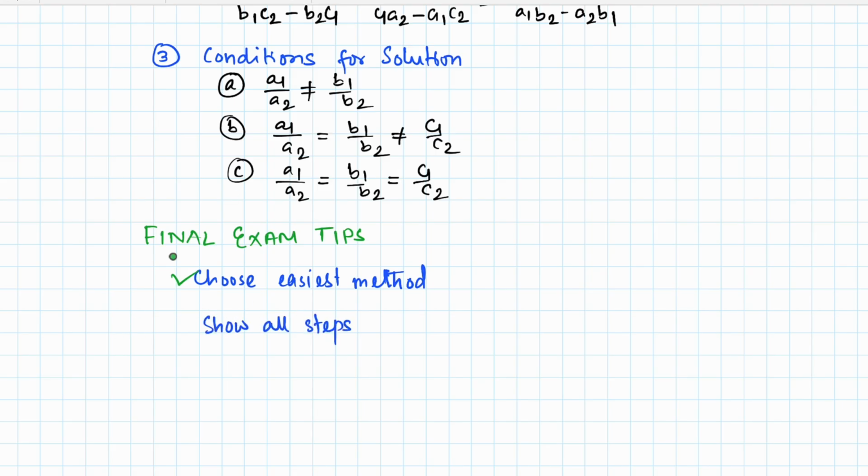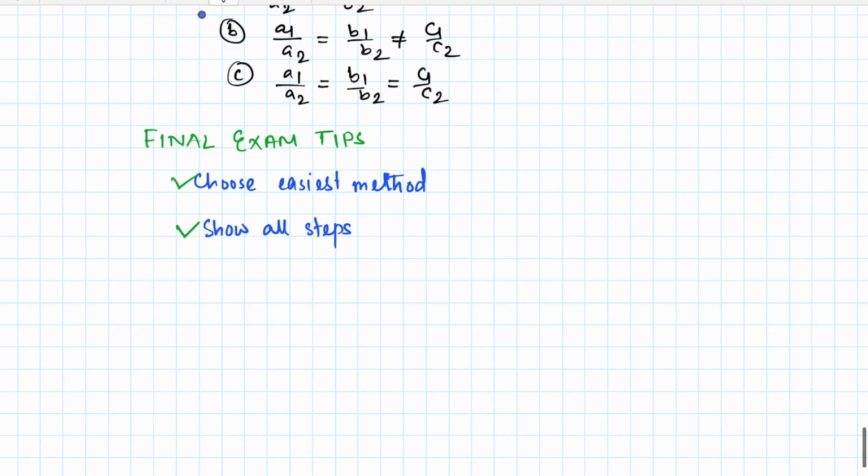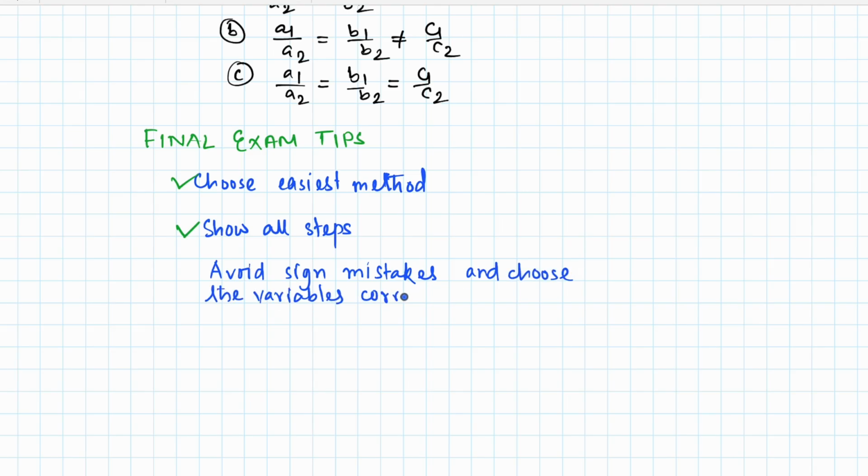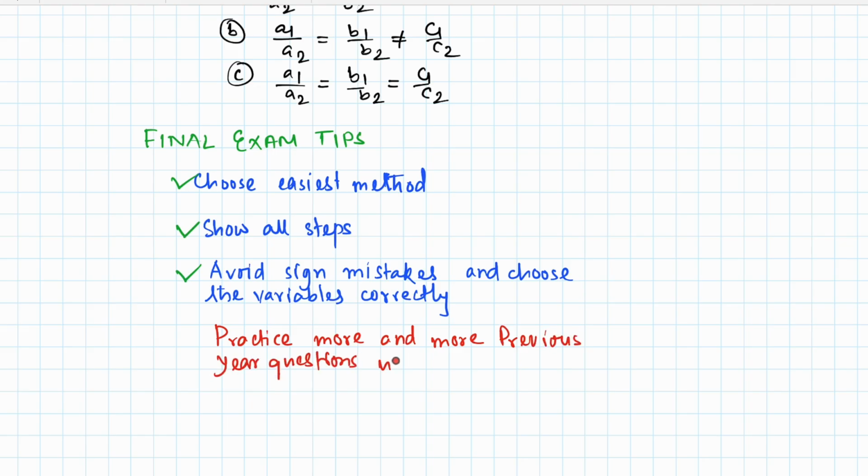Now final exam tips: choose the easiest method that you are very much comfortable with, and use that method all the time. Show all the steps. Why? Because it will help you achieve some additional marks. I mean, it will give you the marks even if the problem goes wrong sometimes. Avoid the sign mistakes and choose the variable correctly.